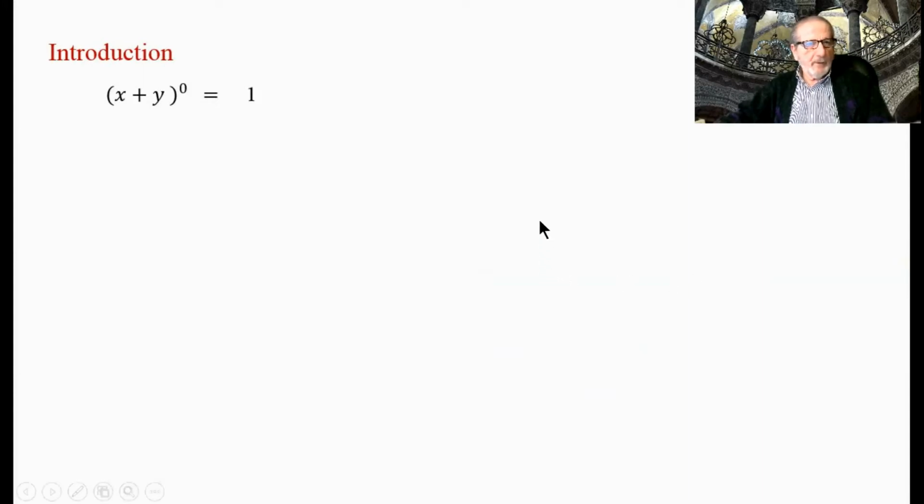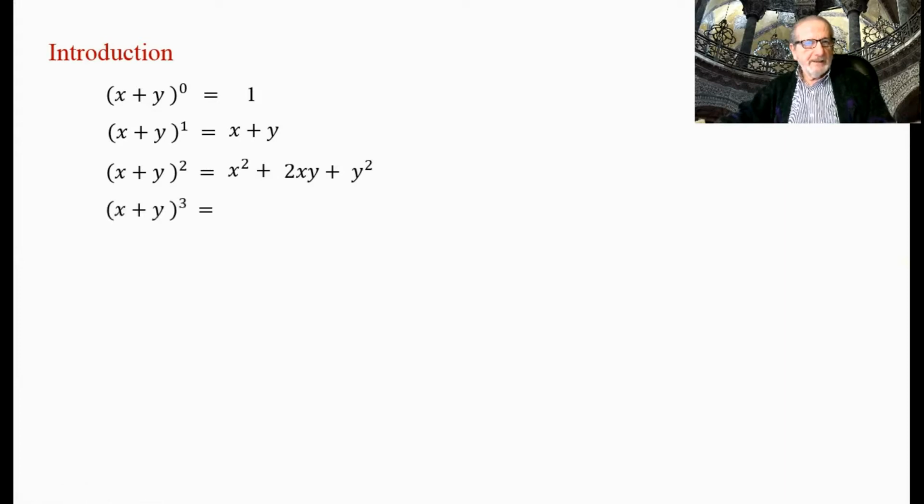x plus y to the power 0 is 1. x plus y to the power 1 is x plus y. For x plus y squared, just take this one here and times it by itself. You get x squared plus 2xy plus y squared. Now I can do x plus y to the power 3. I get x cubed, 3x squared y, 3xy squared, and y cubed.